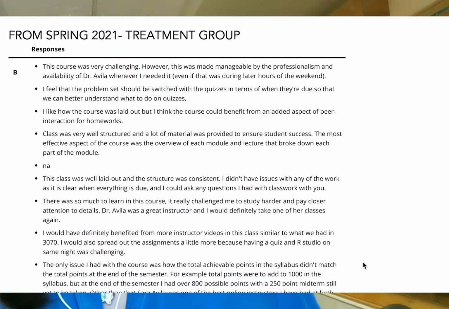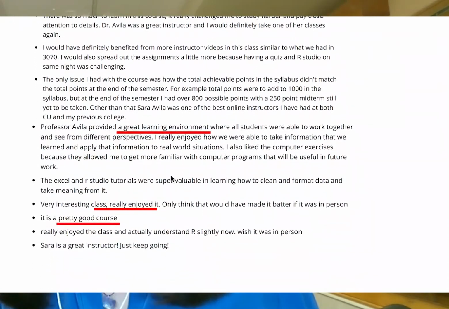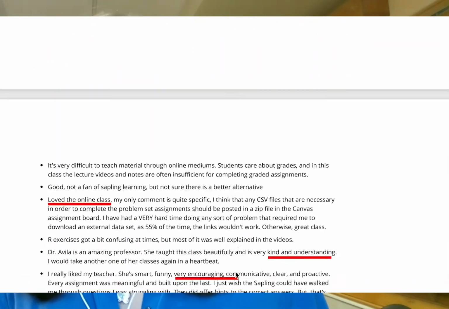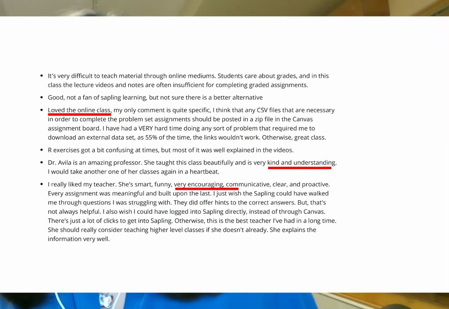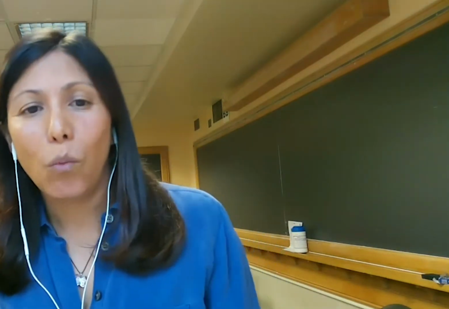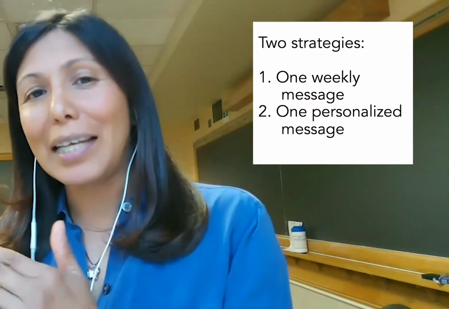Spring 2021, we had a bit more messages to begin with. And overall, we find phrases such as great learning environment. Interesting class, I really enjoyed it. Pretty good. Love the online class. Kind and understanding, encouraging, and so on. Meaningful. What we did? Well, 2 strategies. 1 weekly message and 1 personalized message.